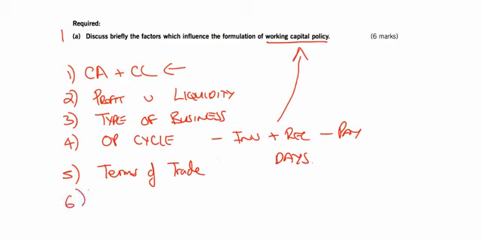And then finally, you could talk about the risk appetite of a company. And when we talk about risk appetite, we talk about aggressive and conservative, that sort of thing. And the aggressive way of financing is to use more short-term finance. The conservative is to use more long-term finance. And it's the way you do that will affect your profitability and liquidity. So it's how aggressive and how conservative you are will affect your working capital.